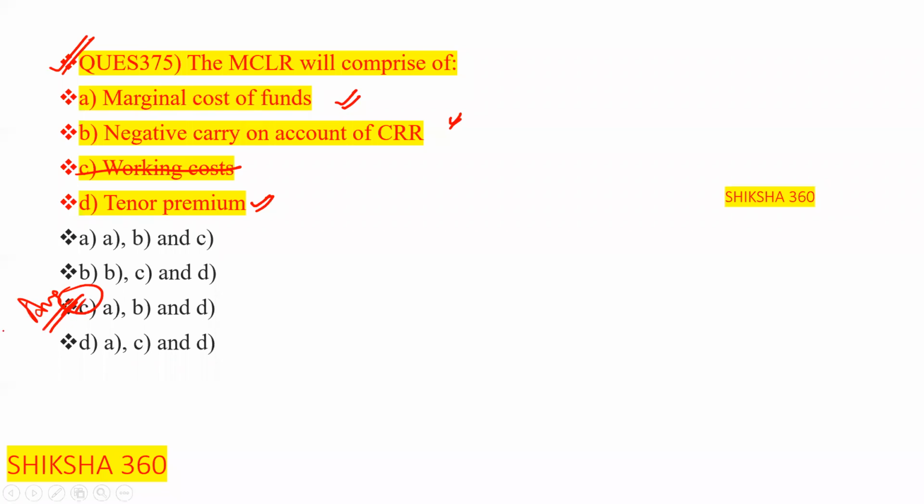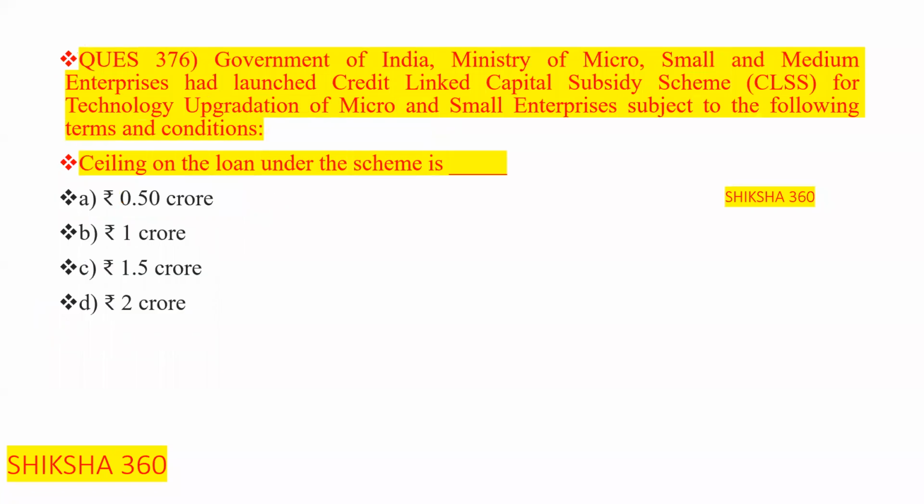Now move to the next question. Question number 376. The Government of India, Ministry of Micro, Small, and Medium Enterprises had launched a CLSS. In the examination, they will also ask the full form of CLSS. That is credit linked capital subsidy scheme.